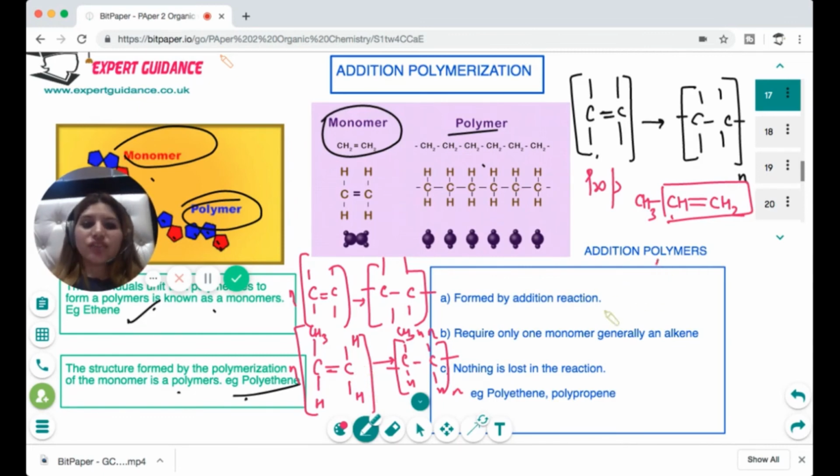So addition polymers, they are formed by addition reaction. They require only one monomer, generally it's an alkene. Nothing is lost in the reaction, example polyethene and polypropene.